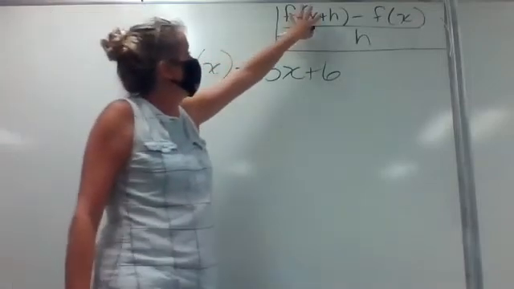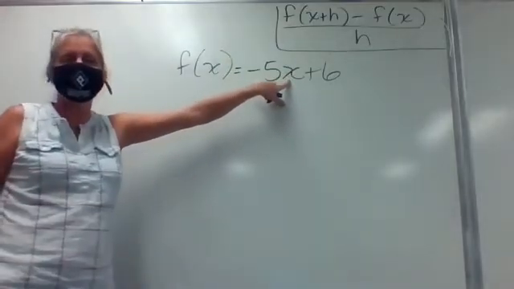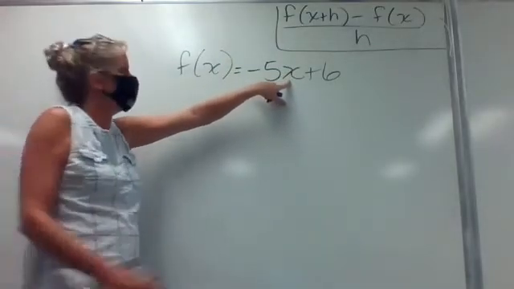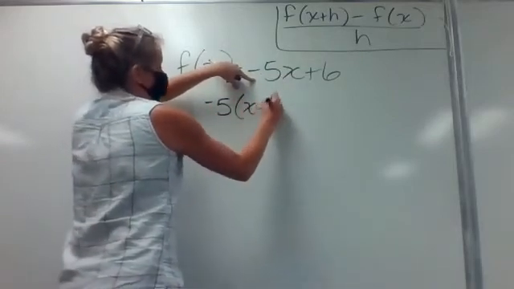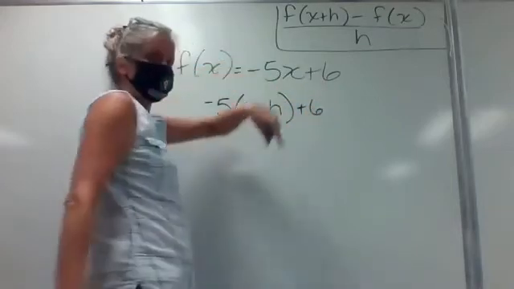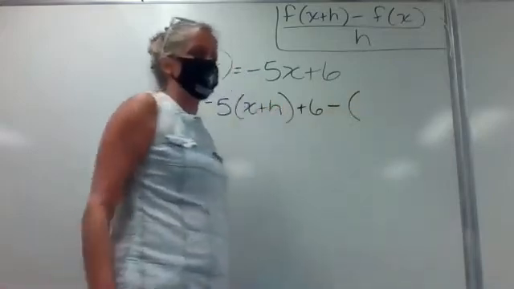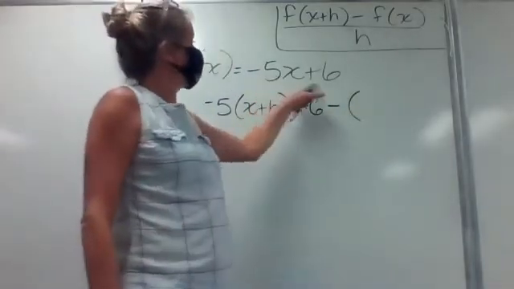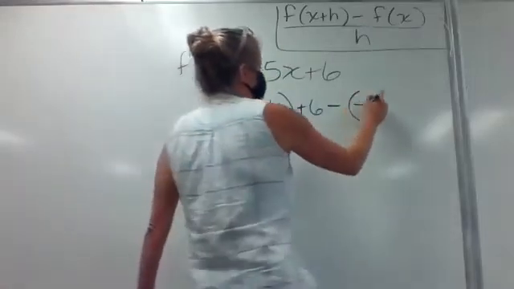The first step is to rewrite the function and replace its x with x plus h. If I do that, I'll have negative 5, instead of x, I have x plus h, plus 6. And then minus, in parentheses, your exact function. So negative 5x plus 6.